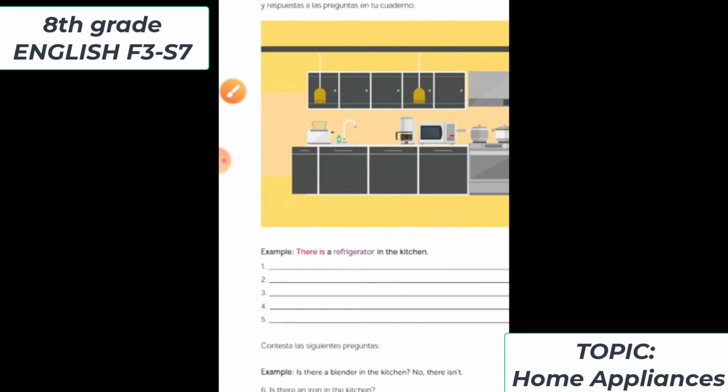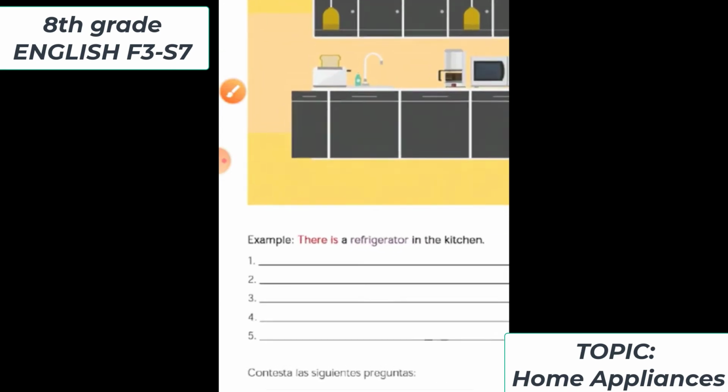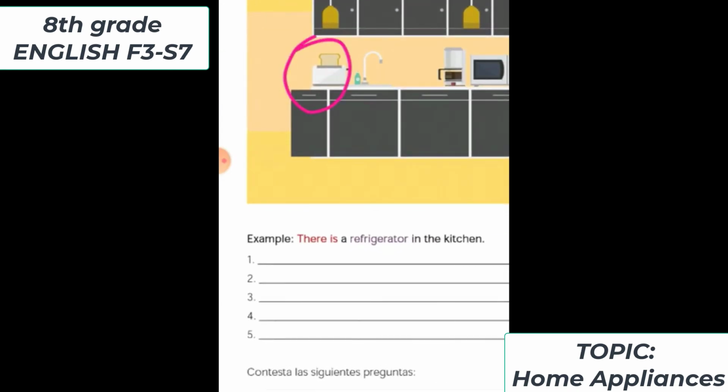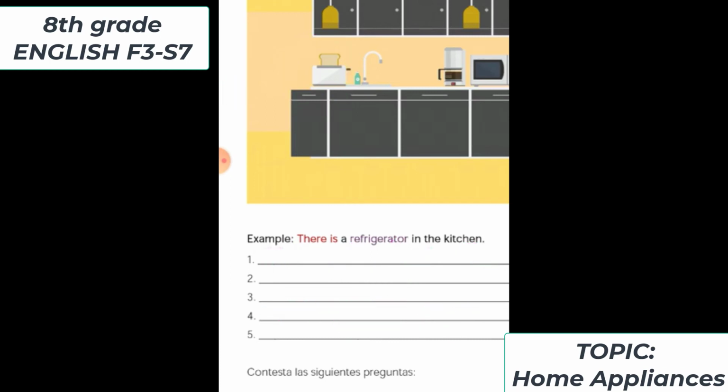¿Ok? So, example. There is a refrigerator in the kitchen. Aquí está. There is a refrigerator in the kitchen. Okay. One more example. Here. It's a toaster. Yes. So you have there is, porque solo uno. There is a toaster in the kitchen.